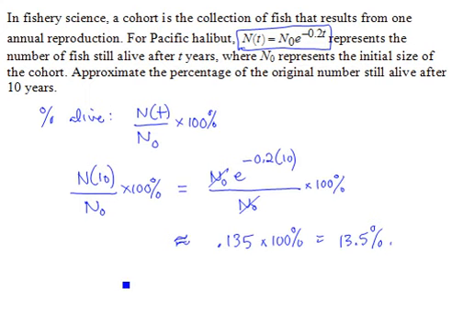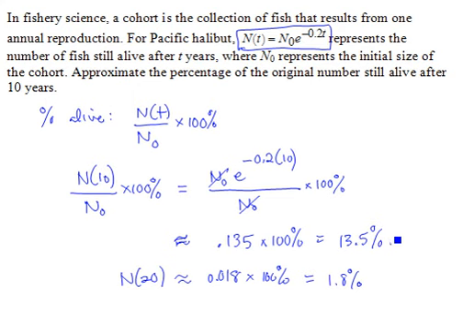Just for completeness, I'm curious what N of 20 is. Our work will be the same. We'll need to compute e to the negative 0.2 times 20 instead. And you can do that. I'll just grab my calculator and punch in that value and then write it in. That's a value of 0.018 times 100%. That's 1.8%.